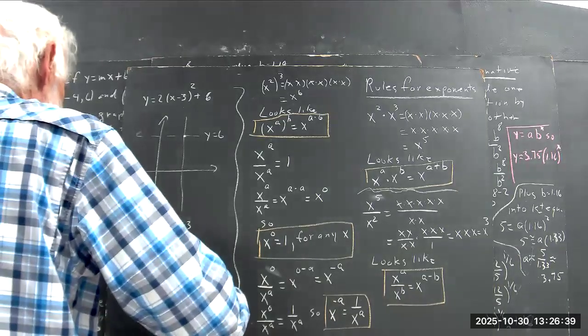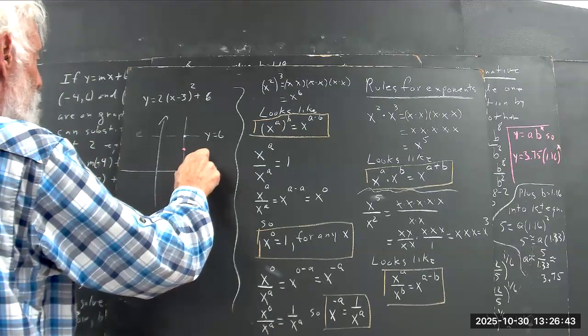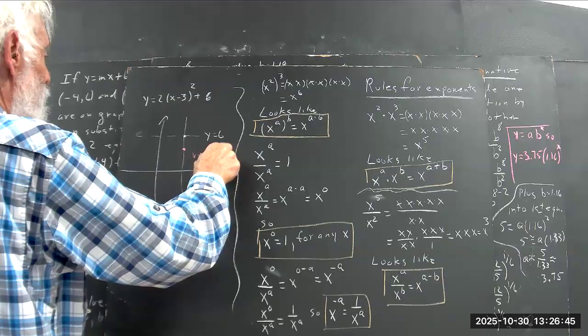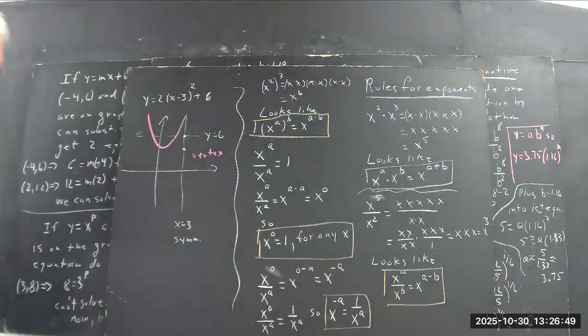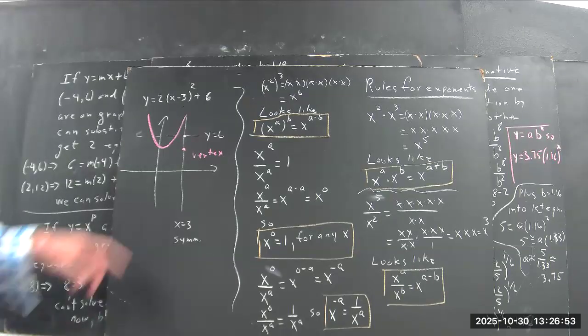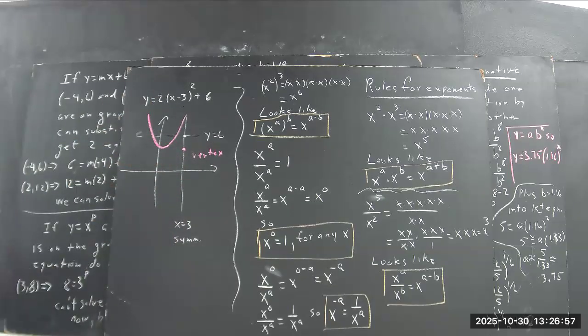It showed me a graph. It had this point labeled as a vertex, and the graph was like over here. Okay. So it showed me a graph and it showed me a vertex. The vertex at least was on the axis of symmetry. It got that part right.